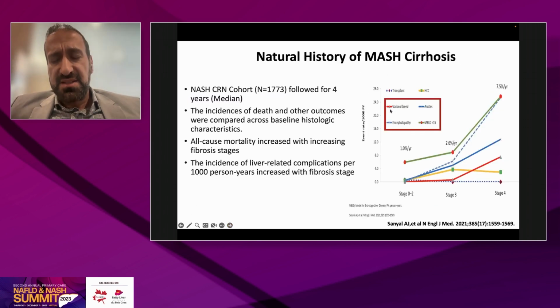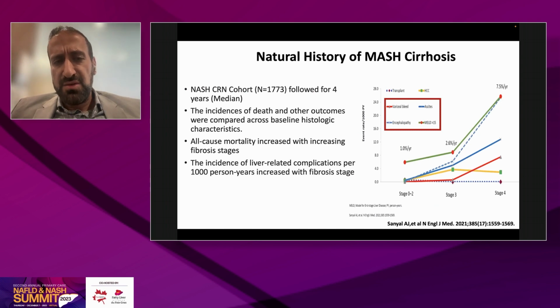This is a study that was done as part of the NASH Clinical Research Network, sponsored by the NIH, where they had over 1,700 subjects with biopsy-proven disease, so we can determine the stage of fibrosis, followed for an average of 4 years. And they looked at the risk of developing major adverse liver outcomes. And you can see here an exponential increase in the development of ascites, variceal bleeding, encephalopathy, and the increase in MELD score more than 15 in patients with stage 3 and especially stage 4 fibrosis. The yearly event rate in patients with cirrhosis was around 7.5% per year.